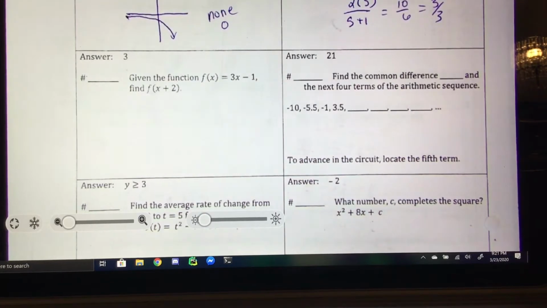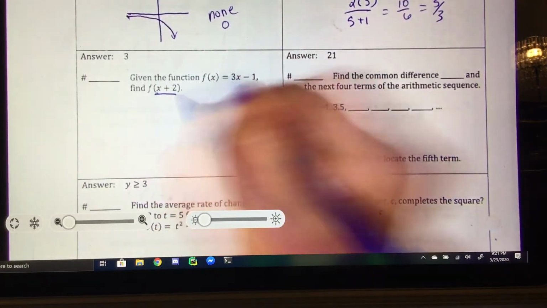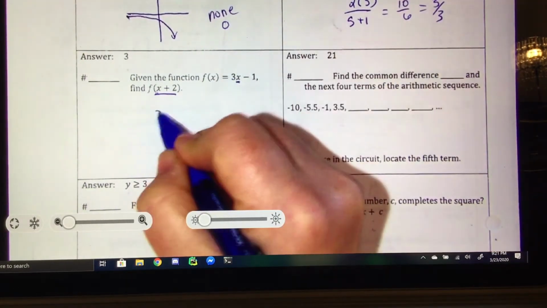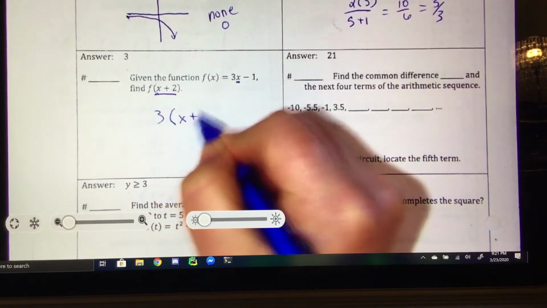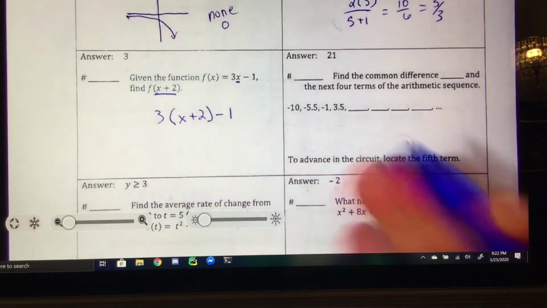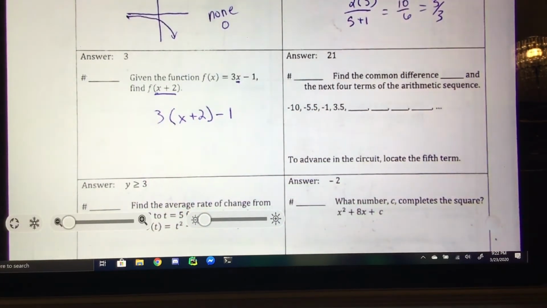This next one is another composition. We've done those this year. Given the function f of x equals 3x minus 1, find f of x plus 2. You have to plug x plus 2 in for this x. So you'd have 3 times x plus 2 minus 1, and then solve. In order to save time, I think I'm just going to move on.